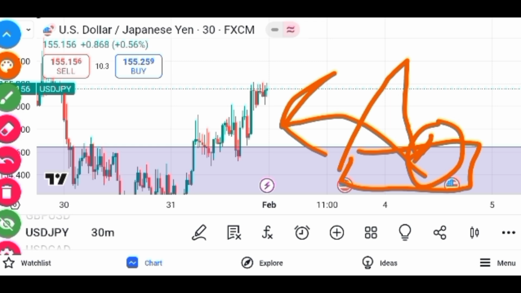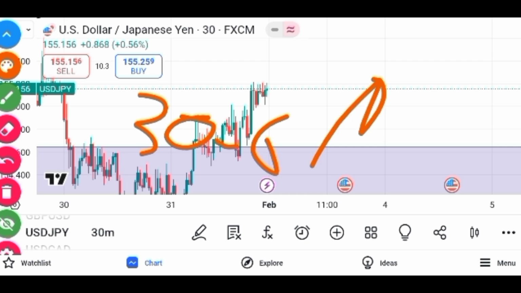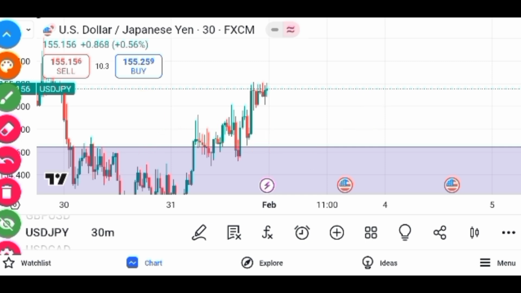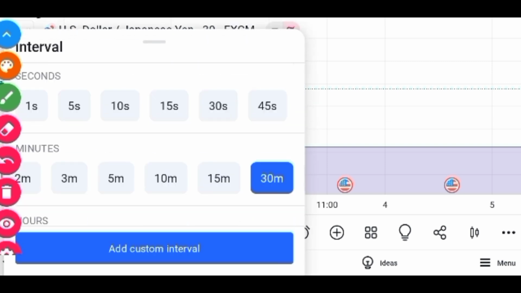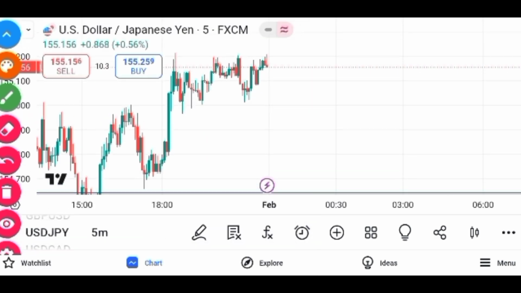I'm going to divide 30 by any number between 6 to 8 again. So if I do that, it's 30 divided by any number between 6 to 8. Let's say 6. 6 is going to give us what? It's going to give us 5. So our entry time frame now is going to be what? 5 minutes.